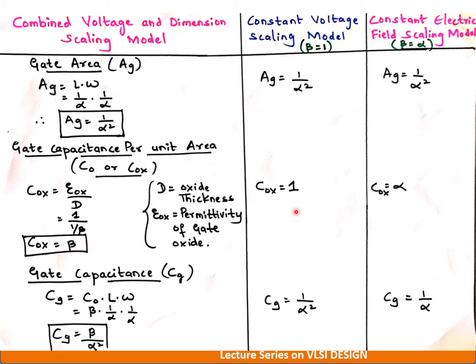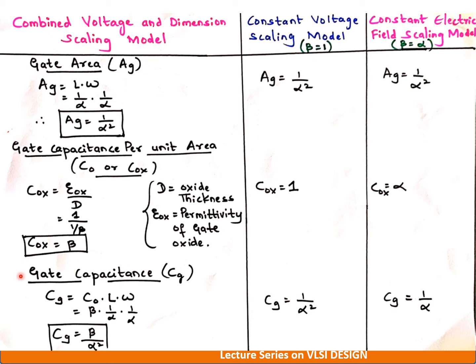In voltage model, beta has to be replaced with 1. Therefore, scaling factor for Cox reduces to 1. In electric field scaling model, beta has to be replaced with alpha. Therefore, scaling factor for Cox reduces to alpha.